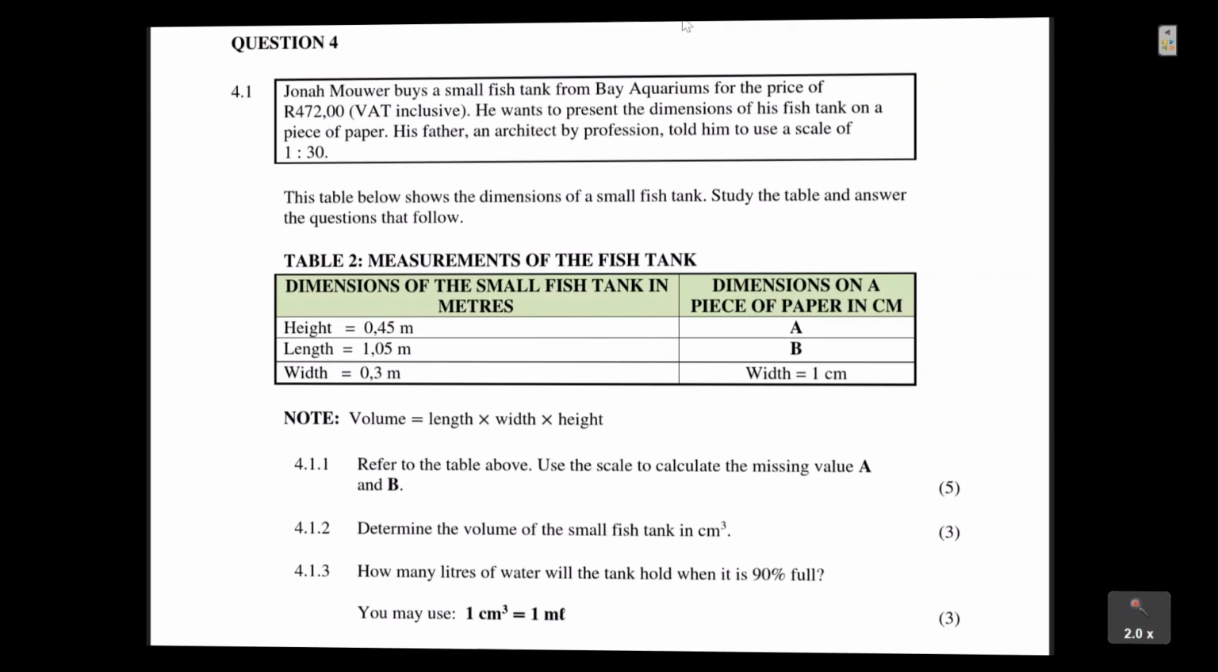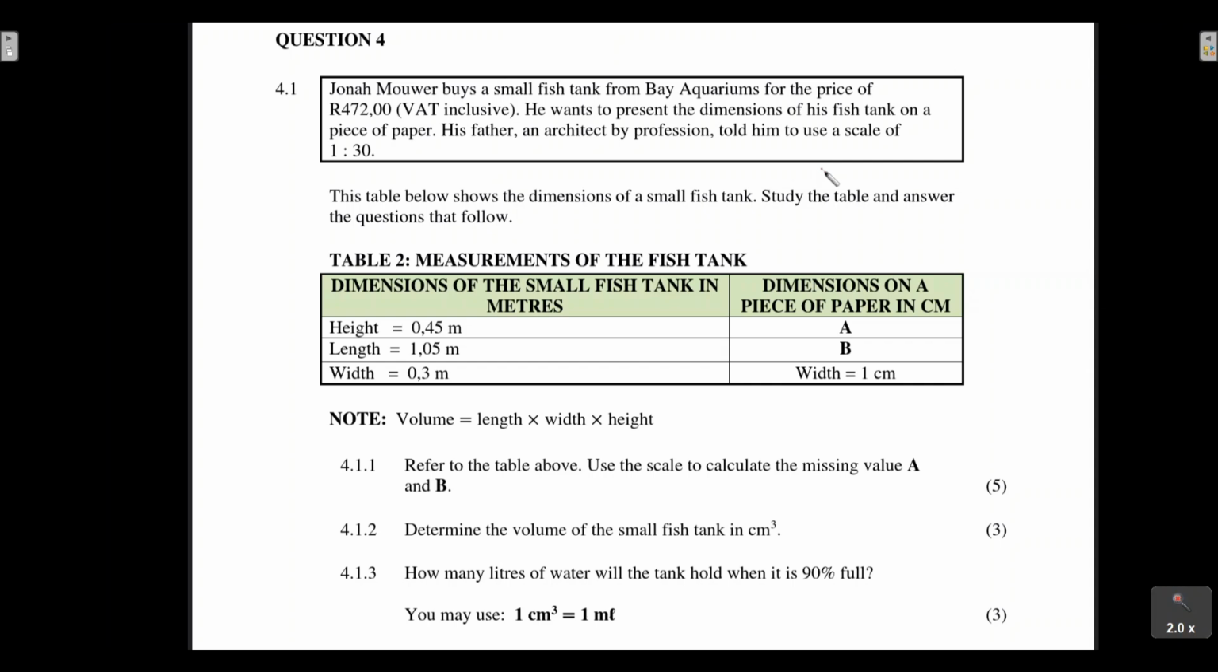Like I mentioned, in today's video tutorial we're going to be tackling question 4.1. It deals with number scales. We're going to be converting from the actual length to the measured length on a piece of paper using a number scale. So let's get started.